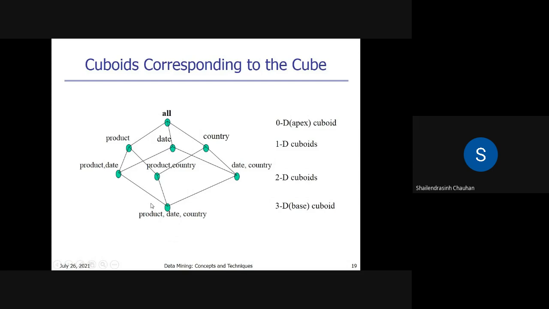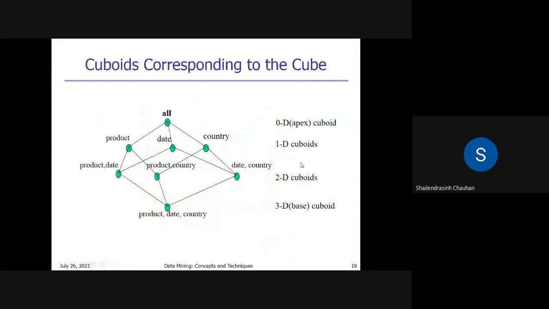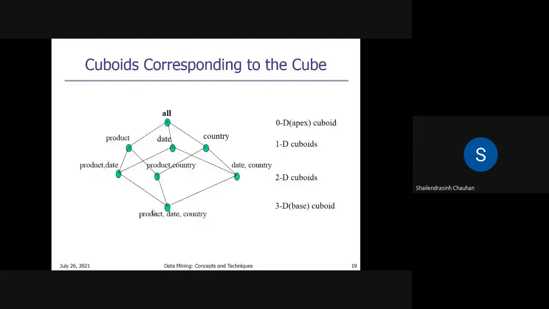Now this is the cuboid corresponding to the cube that we have seen here. Here we are having product, date, country. You can first have all the data stored at a particular place, then you're going to separate it with respect to 1D individual dimensions, then you're going to prepare combinations of 2, then you're going to prepare the 3D cuboid or base cuboid. Right, so this is going to be prepared based on these cuboids.